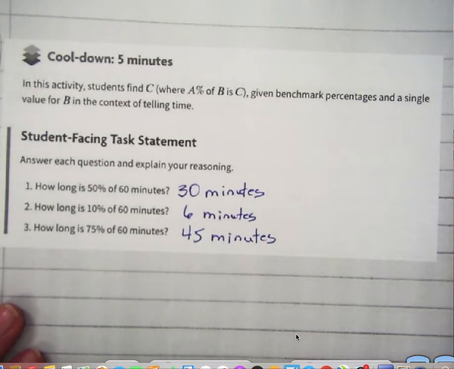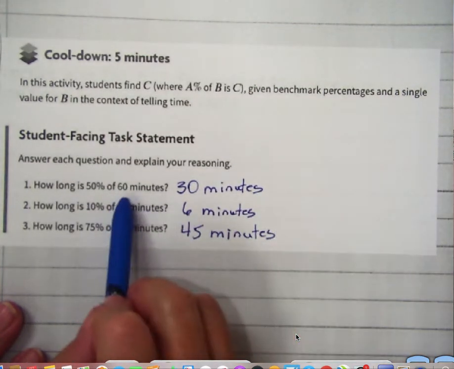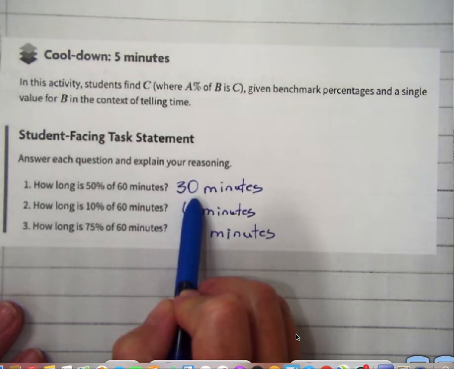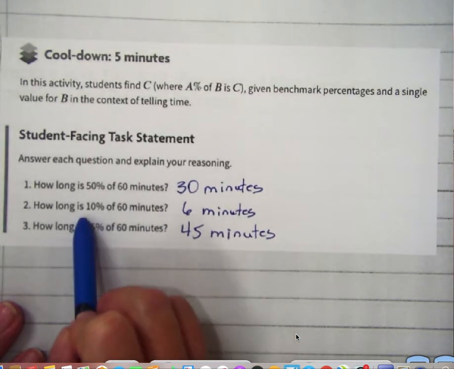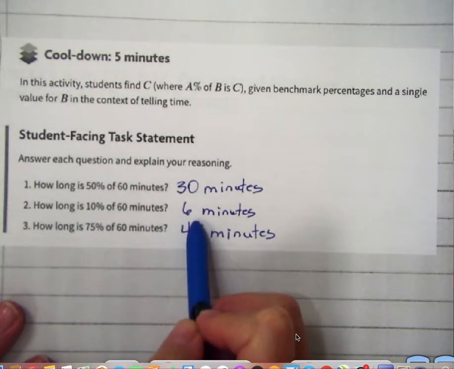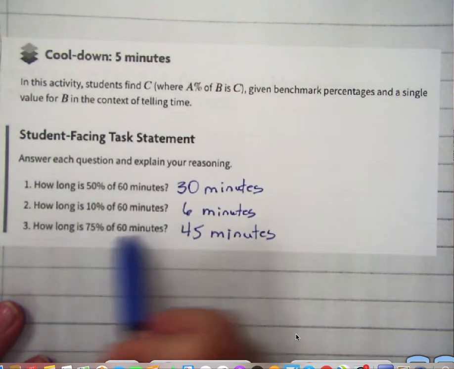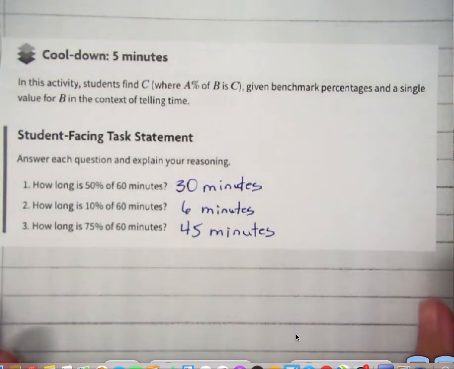Okay? And if you'll get your calculator and do 60 times 0.5, you'll get 30. 60 times 0.1, you'll get 6. 60 times 0.75, and you'll get 45.